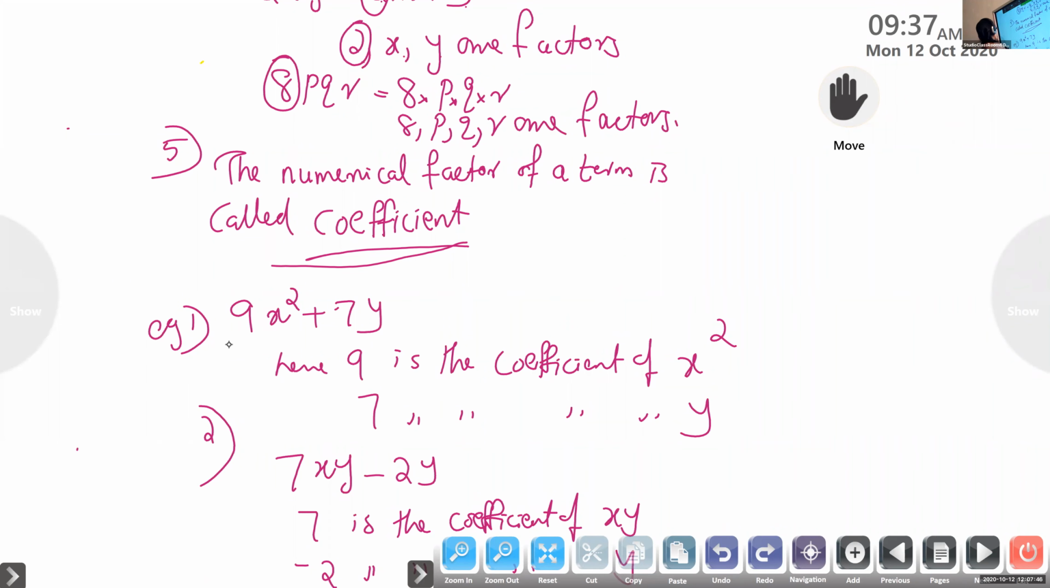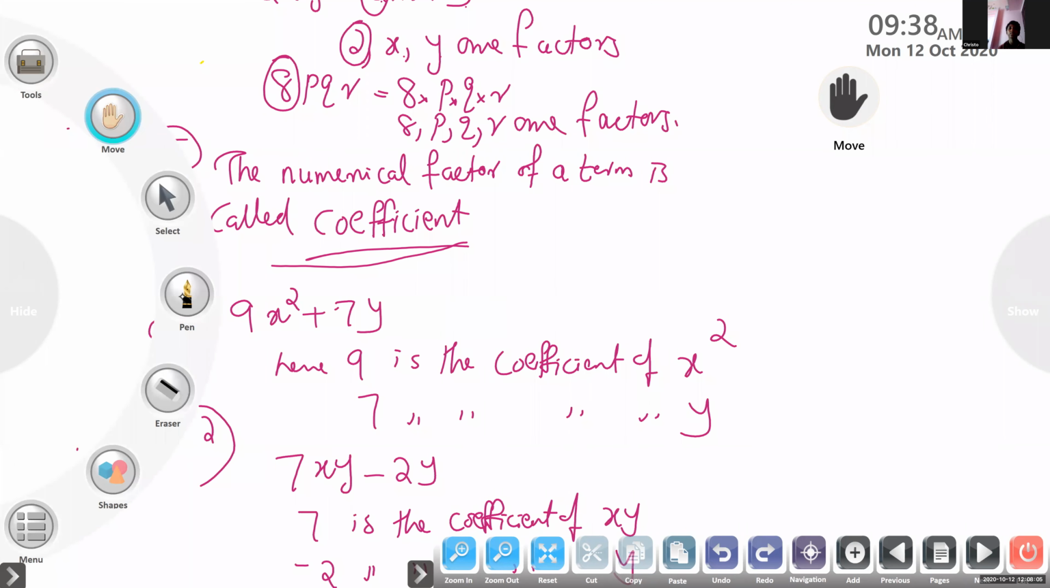Agna, what is the coefficient of x square in example 1? 9. Coefficient of y? 7. Okay. So understood all of you? Can I move to the next one? Yes. Okay, good.